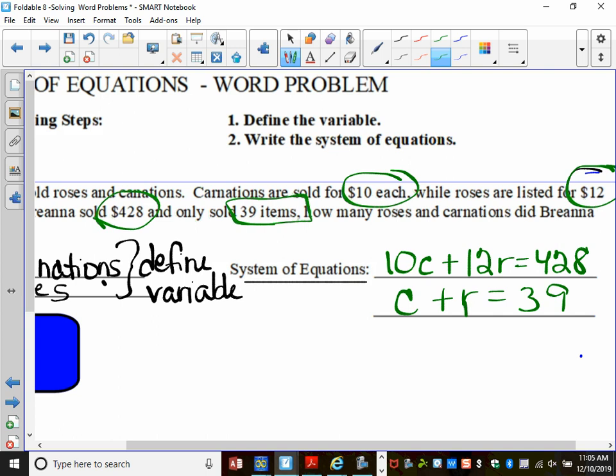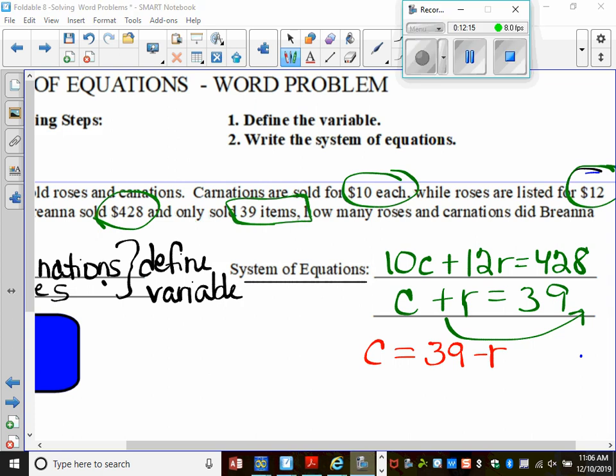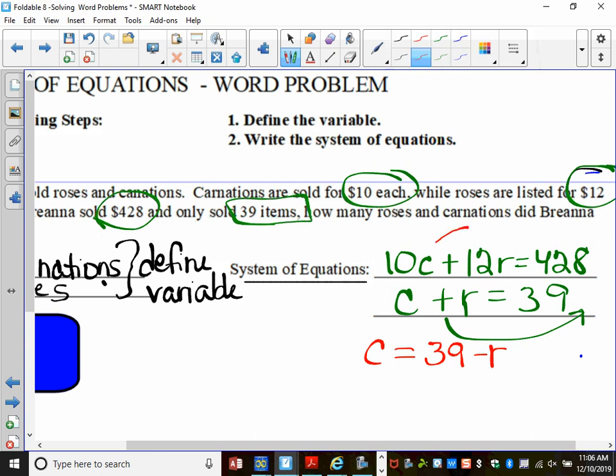All right, so I'm going to solve this for C. So if I solve this for C, I'm going to move the R to the other side. So C equals 39 minus R. You don't necessarily have to say negative R plus 39, but you can. Okay, it doesn't matter. We don't have to worry about things being in slope-intercept form. All right, so now where I see the letter C here, I'm going to substitute it with 39 minus R. Okay, that's the substitution method.